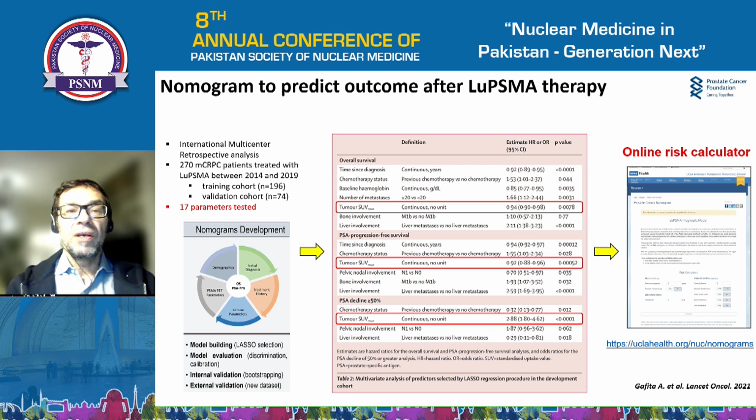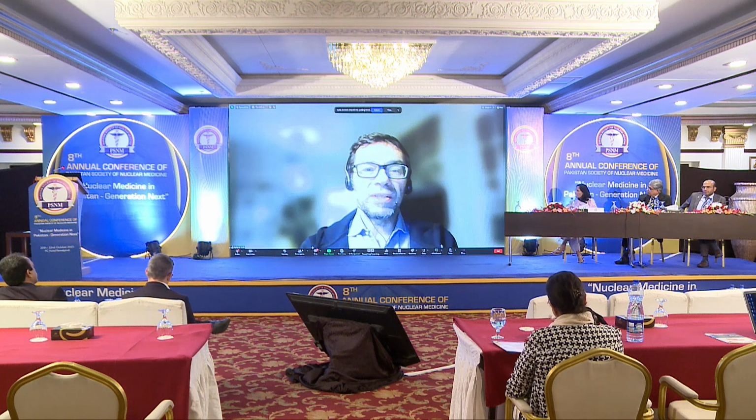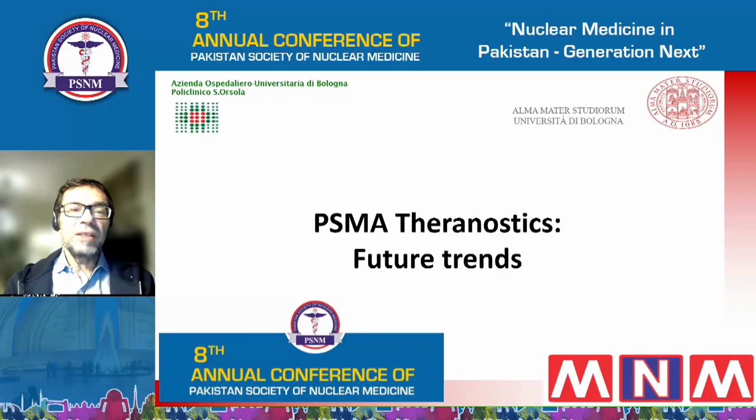That's to say, you can predict if the patient has a high probability or a low probability, but you cannot really exclude patients from treatment just because the likelihood of response is, let's say, 50%, because in most cases those patients will not have an alternative. So let's see now the future.